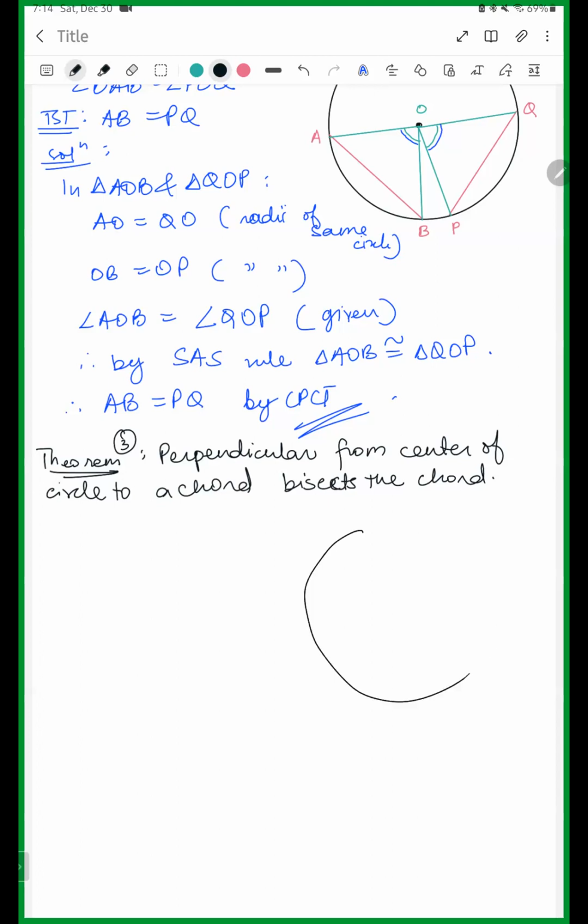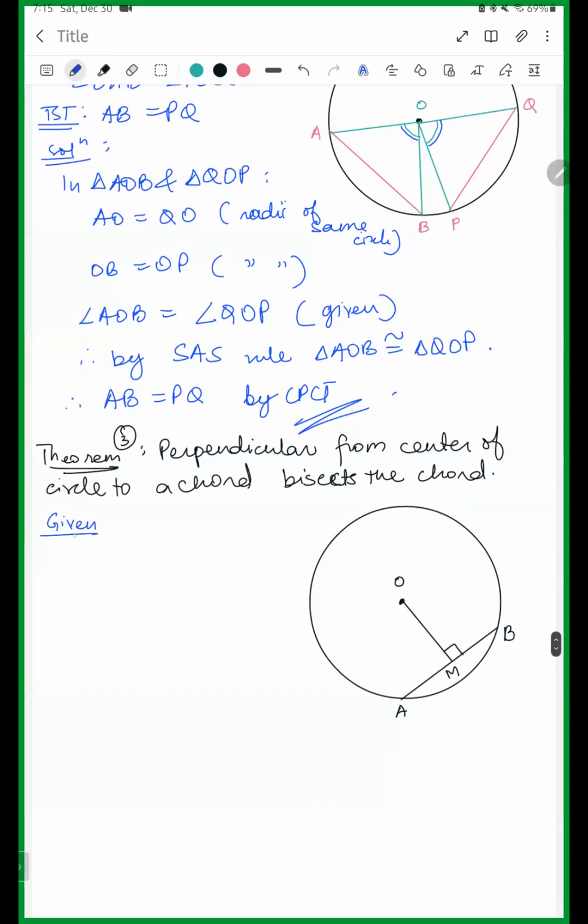So here we have a circle, we have the center, and we have a chord. They are saying perpendicular from the center of the circle to the chord. So if our chord is AB and we draw a perpendicular from O to AB, this perpendicular is going to bisect the chord, meaning it is going to divide AB into two equal parts, AM and BM. So let's write what is given.